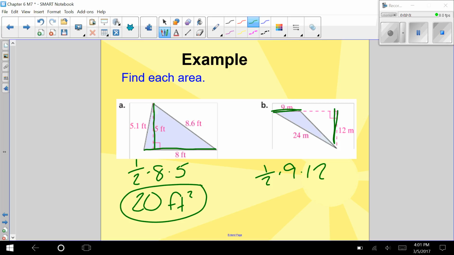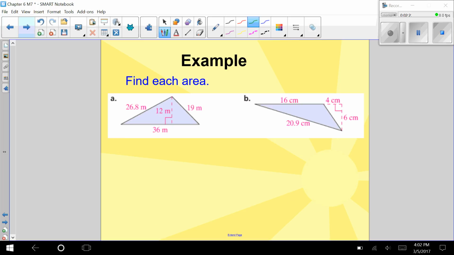And remember, you can do multiplication in any order. So 1/2 times 12 is 6. 6 times 9 is 54. And this is square meters. Realize that this empty piece right there is just showing that the height made a right angle there. It's not part of our triangle. It doesn't matter to our problem. So try these two.